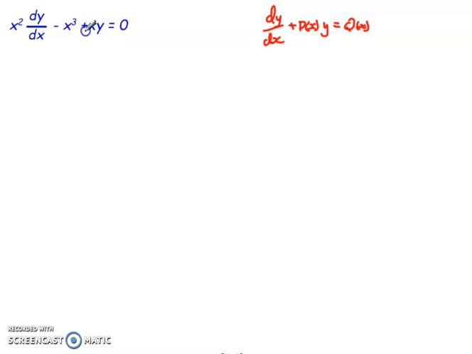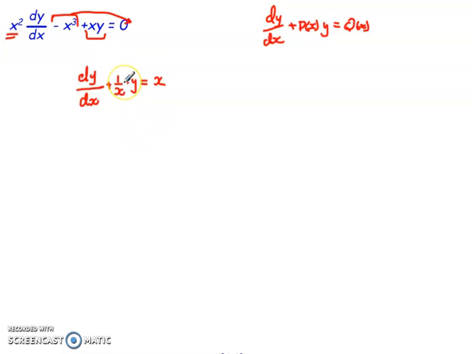Now p of x y, that would be this term here, so that's going to stay on the left hand side. This x cubed part has no dependence on y within it whatsoever, so it's got no y term. So that is going to get shifted across to this side here, and I'm then going to divide everything through by x squared to get rid of that as the coefficient of dy by dx. So I'll end up getting dy by dx plus 1 over x times y equals, well this is going to become x cubed, but I'm then dividing the x cubed by x squared, which is equal to x.